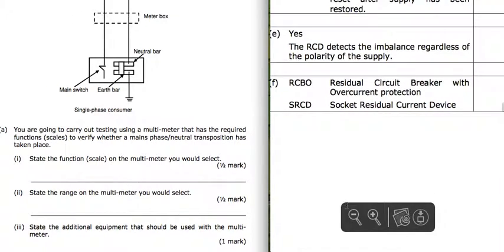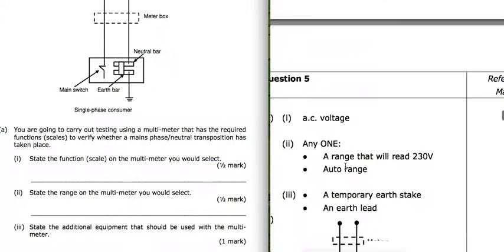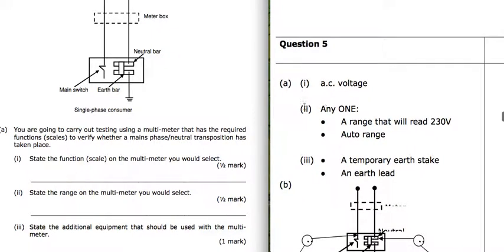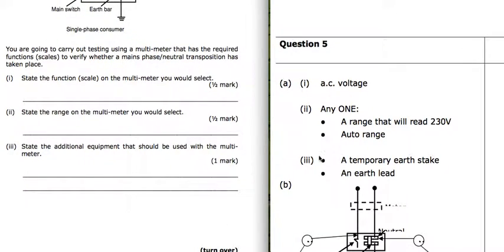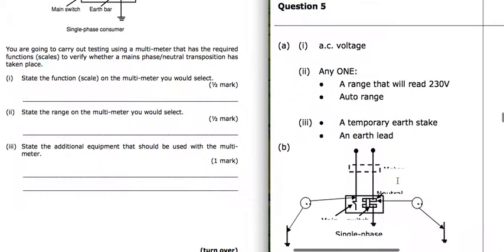So we're going to be looking for volts. So we're going to put it on AC voltage. The range, you can say auto range or a range that will read 230 volts. The additional equipment that we're going to need is a temporary earth stake and an earth lead.